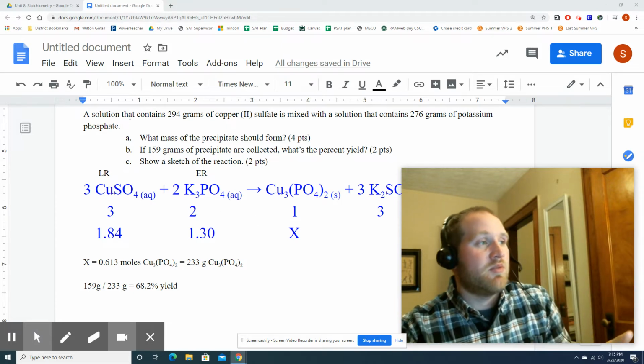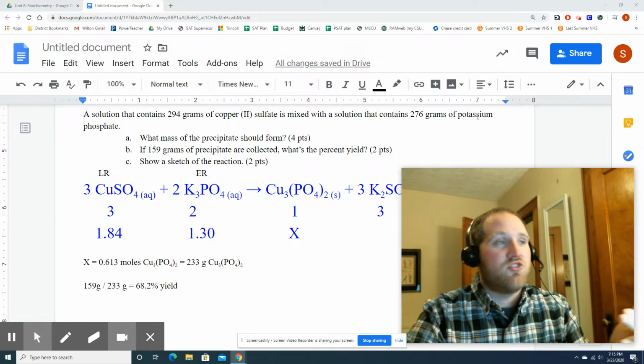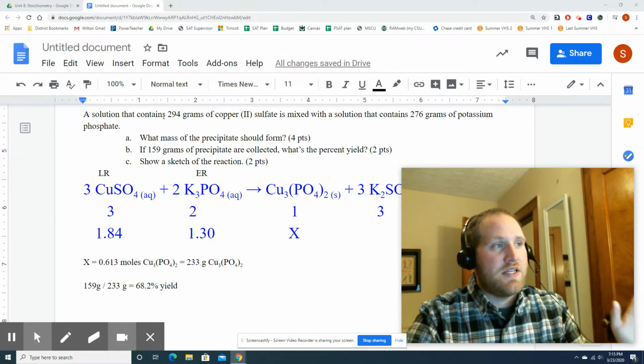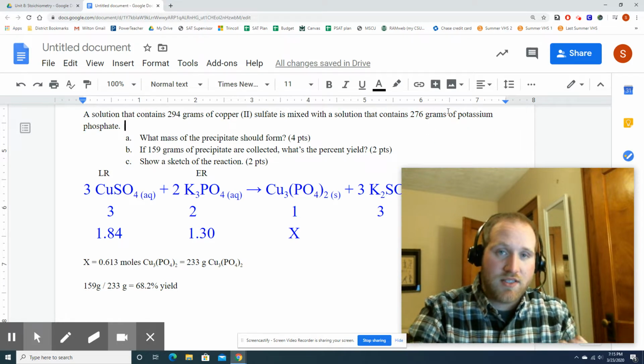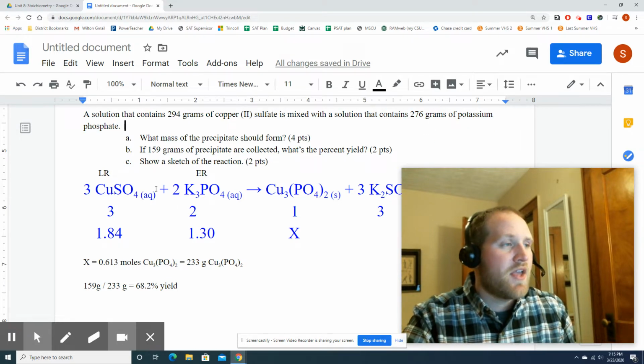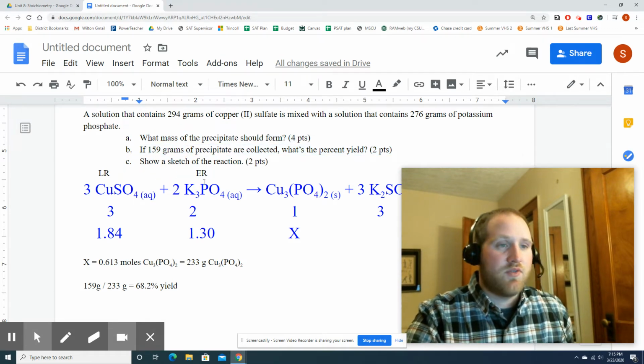So this is the last problem where we have a double replacement, a solution of copper 2 sulfate and a solution of potassium phosphate. I tell you the mass of both of these. Because you're given both reactants, that's how you know you have to do the limiting reactant check. We already solved for the mass of the precipitate. We already solved for the percent yield. We're just asked for the sketch.